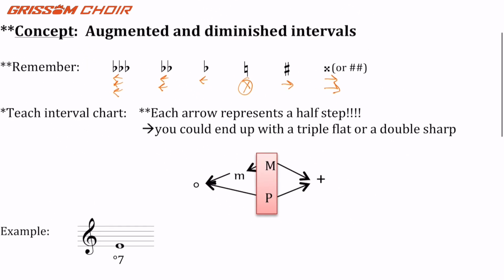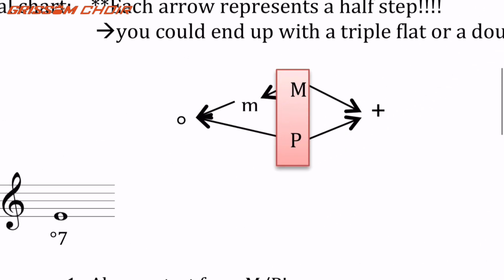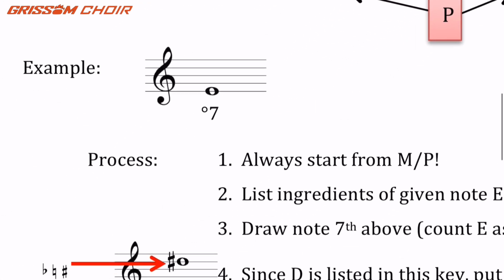New thing right here is our interval chart. Each arrow on this interval chart represents 1 half step. With this, you could end up with a triple flat or a double sharp when you are talking about augmented and diminished intervals. So, going on to this first example, we'll come back to this chart in just a second to make more sense of it.